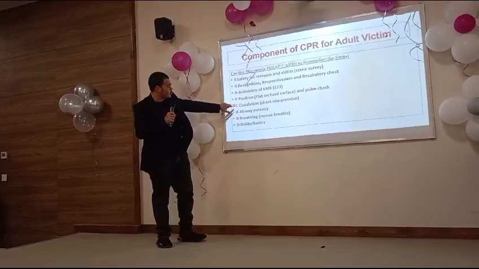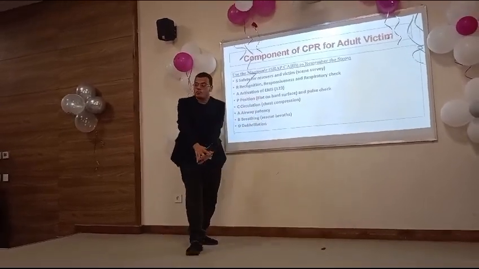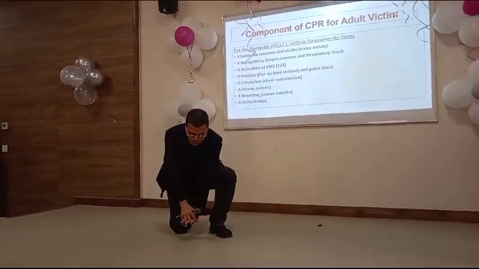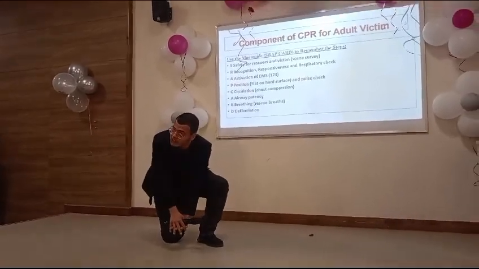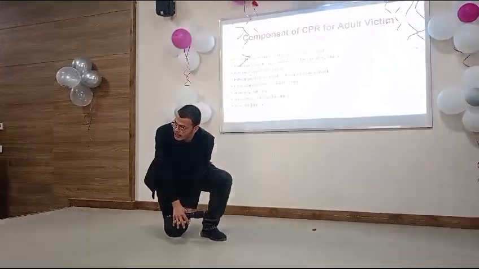Also, after I position the victim, I check the C. The C refers to the circulation, the chest compressions that I'm talking about. I do the chest compressions like this: 30 compressions per 2 ventilations.